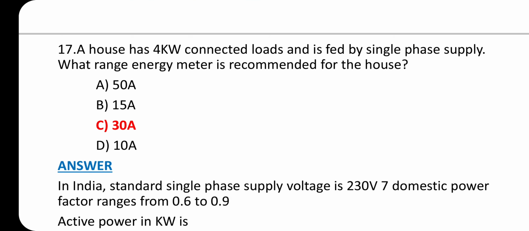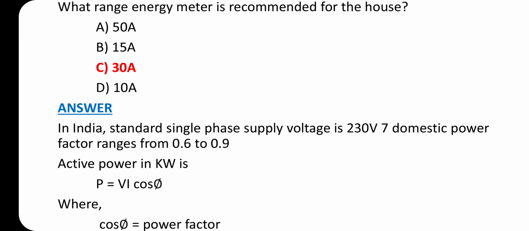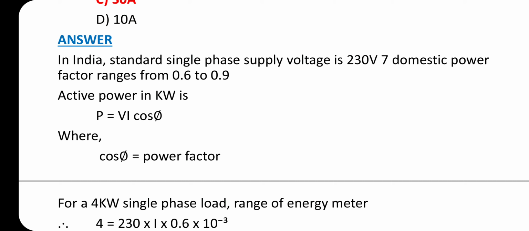Question number 17. A house has 4 kilowatt connected load and is fed by single phase supply. What range of meter is connected for the house? In India, answer is option C, 30 ampere. In India, standard single phase supply voltage is 230 volt, and domestic power factor ranges from 0.6 to 0.9. Active power in kilowatt is P equal to VI cos phi, where cos phi is the power factor.